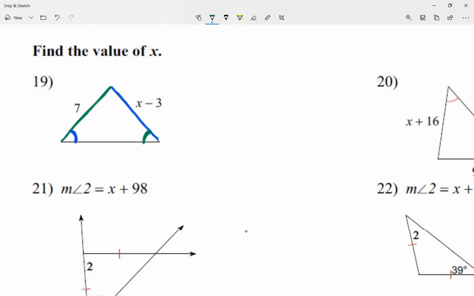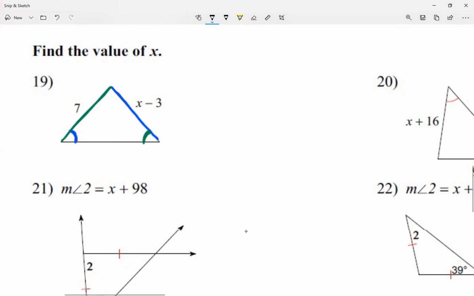Find the two angles that are equal. Find the two sides that are opposite to the angles that you have. Like I did, you guys see my blue angle and I found my blue side. I find my green angle and I find my green side. Because those two angles are equal, those two sides are equal.